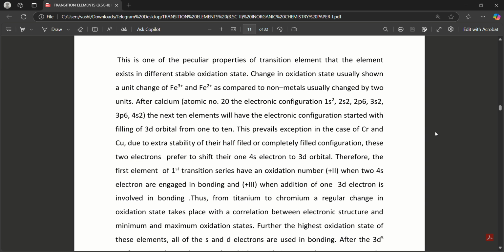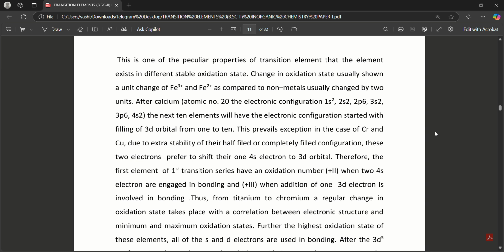Therefore, the first element of the first transition series has an oxidation number of +2 when the two 4s electrons are engaged in bonding, and +3 when one 3d electron is also involved in bonding. Thus, from titanium to chromium, a regular change in oxidation state takes place, with a correlation between electronic structure and minimum and maximum oxidation state.